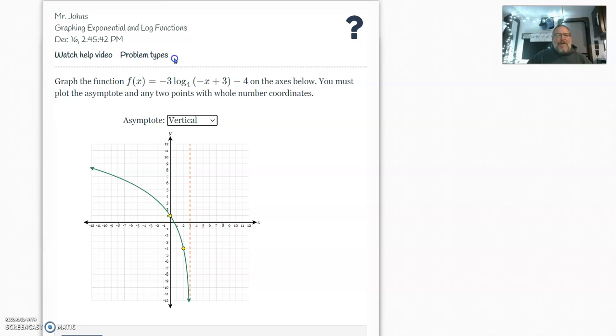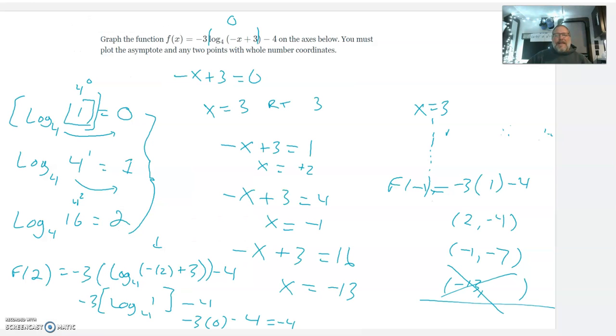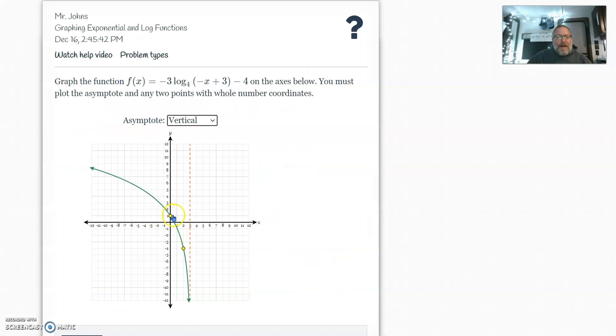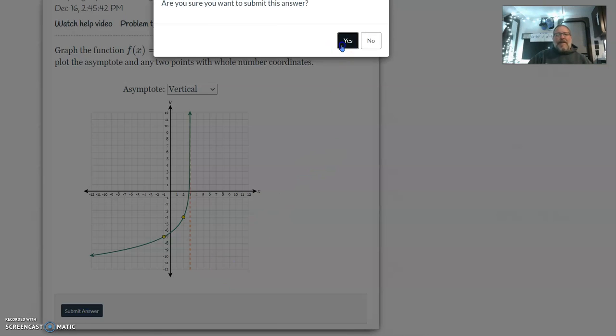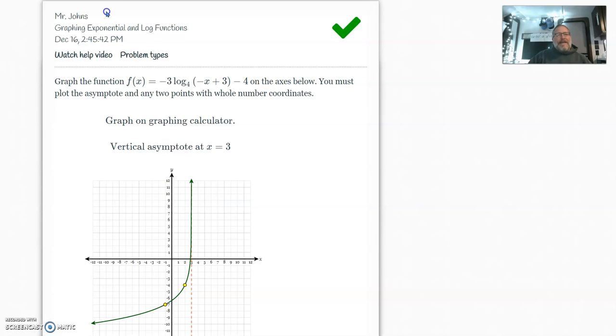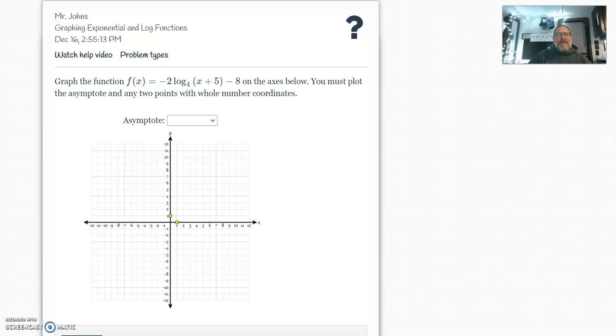And then I am going to come back. I need to get that other one. I'm looking at my notes. Please do this in your notebook. That's where it belongs. -1, -7. And that's what the log graph should look like. And if I hit check on this, submit answer, maybe I got it right. I did. New problem.